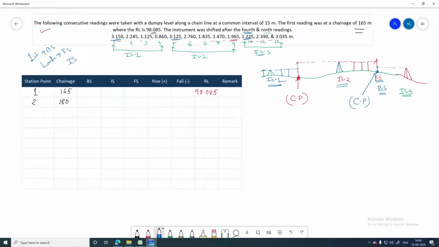Now we have another 2 values. The last one, should it be foresight or backside? It is the foresight reading, right? Because it is the last reading. I have already told you the last reading will be the foresight and the first reading will be the backside. So consider the backside reading is at this point. This is the foresight reading with respect to instrument station 3, and we have one more value, the intermediate side reading, which is at this particular point.